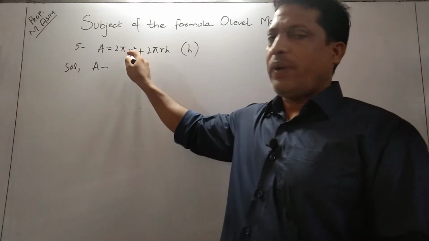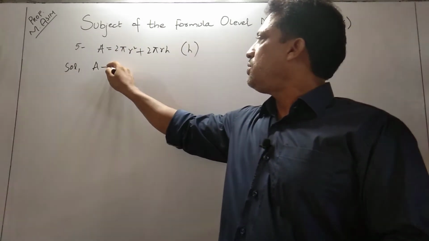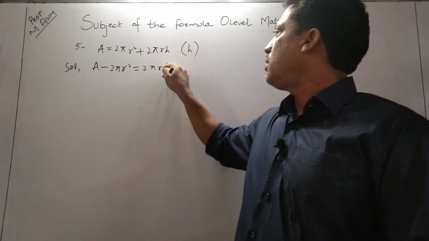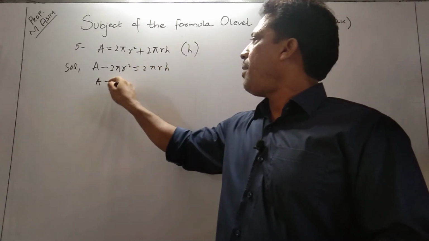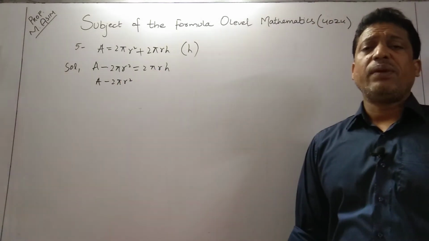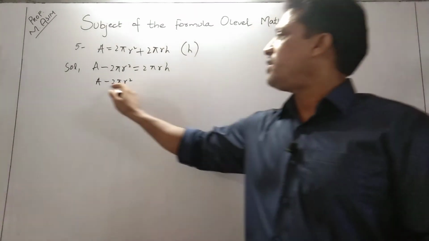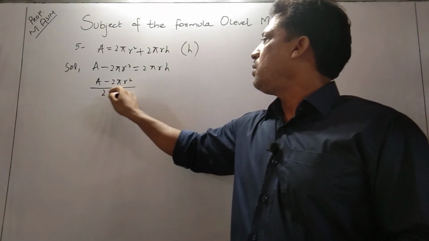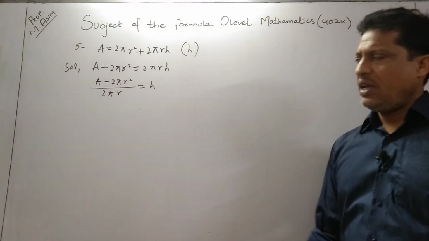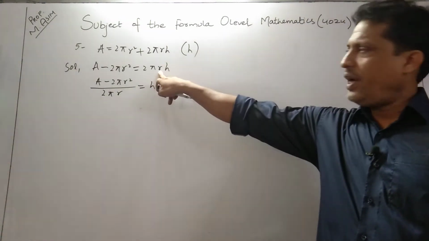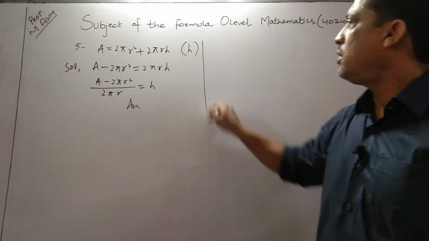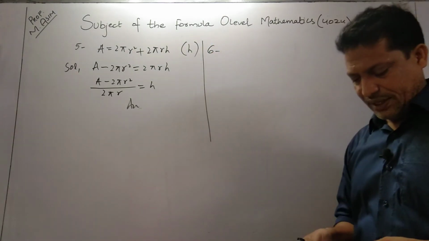A, this 2 pi r square shifts to the other side and becomes minus 2 pi r square, so A minus 2 pi r square. This 2 pi r is multiplied over here, so this should be divided on the other side. A minus 2 pi r square upon 2 pi r is equal to h. Our requirement has been fulfilled. There is no coefficient, exponent or denominator of h. This is our answer. See question number 6.